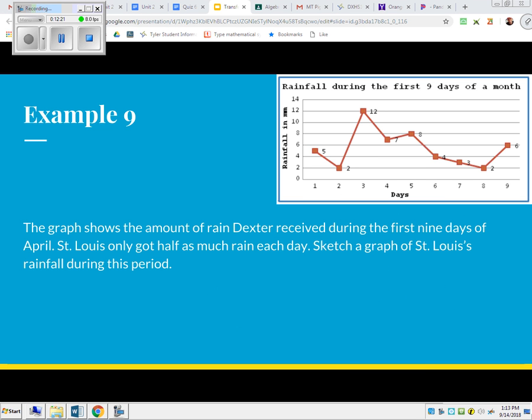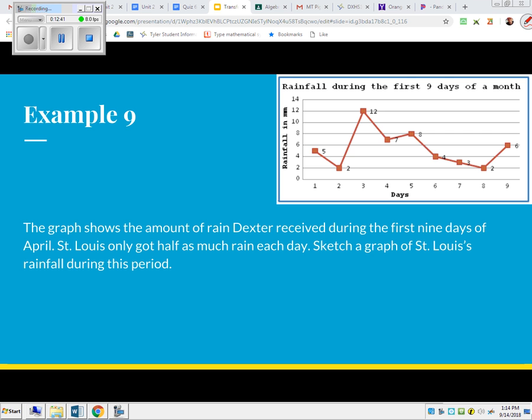I apologize, I should have printed this off, but if you want to, you can just do a rough sketch of this. This is the amount of rain Dexter received during the first 9 days of April. St. Louis only got half as much rain each day. So sketch a graph of St. Louis's rainfall during this period.